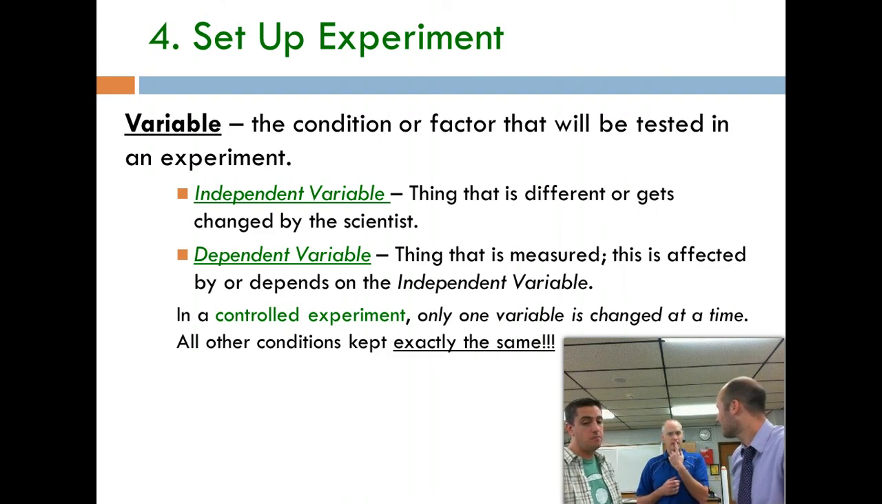Okay. How many things am I supposed to change in a good experiment? Just one. Only one. Just one? I can't change like the dirt and the fertilizer and the sunlight and just mix it all up and see what happens? Nope, because then you won't know what caused the effect.